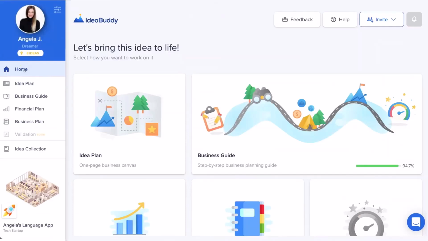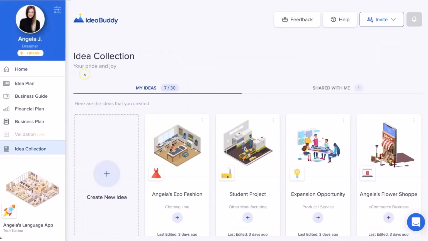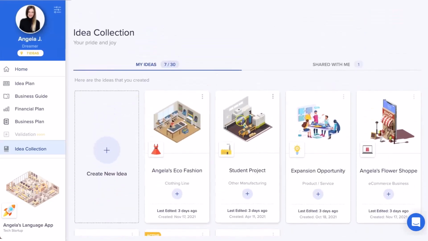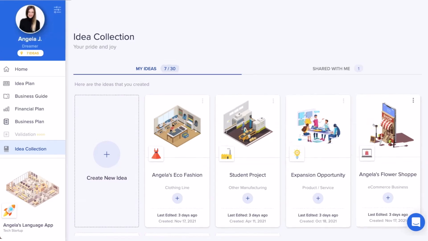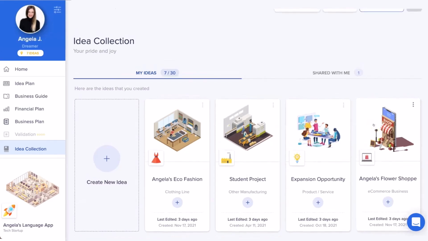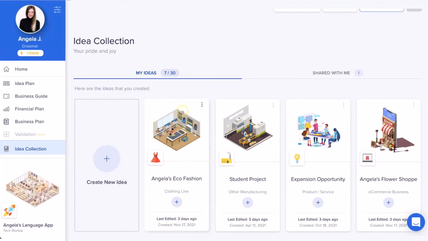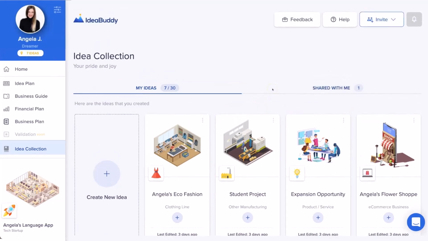So now that we've completed and exported our business plan, I want to show you the idea collection. Now this is where all of your ideas are kept in one safe place. These are all of my ideas that I'm working on right now. Now they're not all completed. In fact, some of them are just barely started, but that's the beauty of IdeaBuddy is you can just get down your ideas and work them out over time. Now these are all my ideas and they're mine and they're safe here and no one can see them.